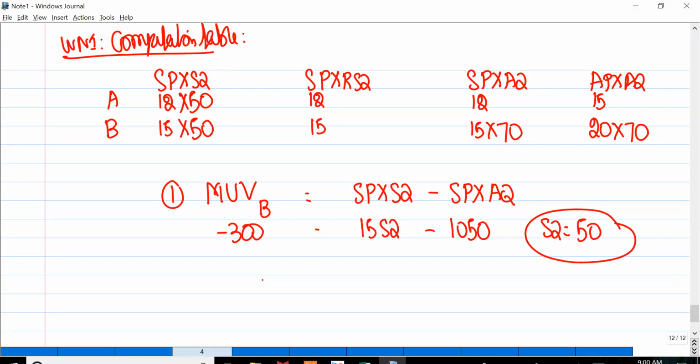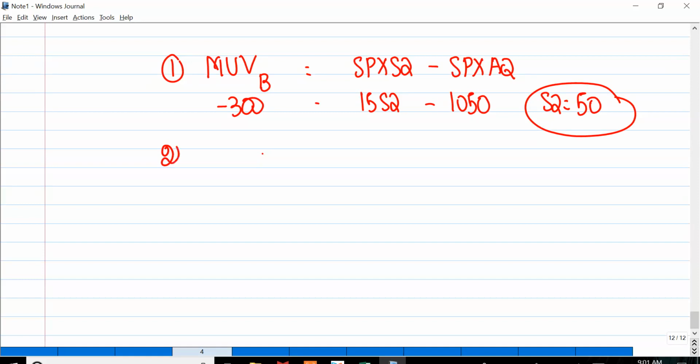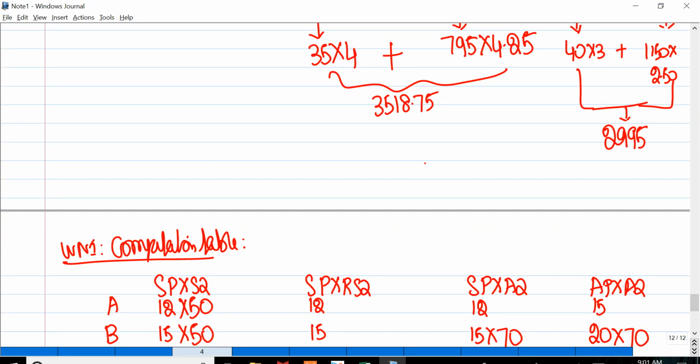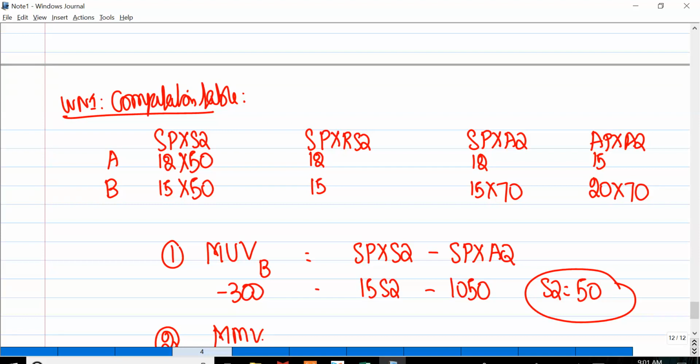So I will assume this as X. The total is X plus 70. RSQ of A is (X plus 70) by 2. 1:1, 50-50. So the ratio is 1:1. Now come down. Point number 2, material mix variance. Underline that. Now let us assume actual quantity of A to be X.